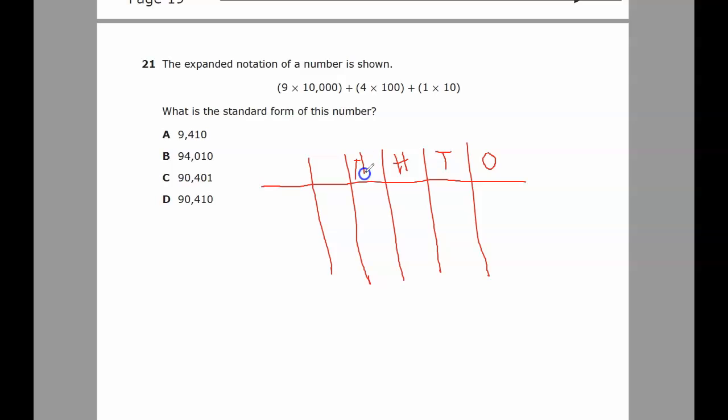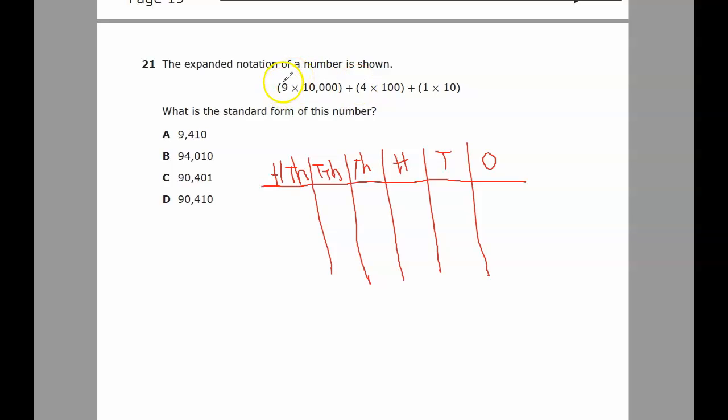thousands place, 10,000s place, 100,000s place. Okay? Now that we have our place value chart, we can draw our numbers.